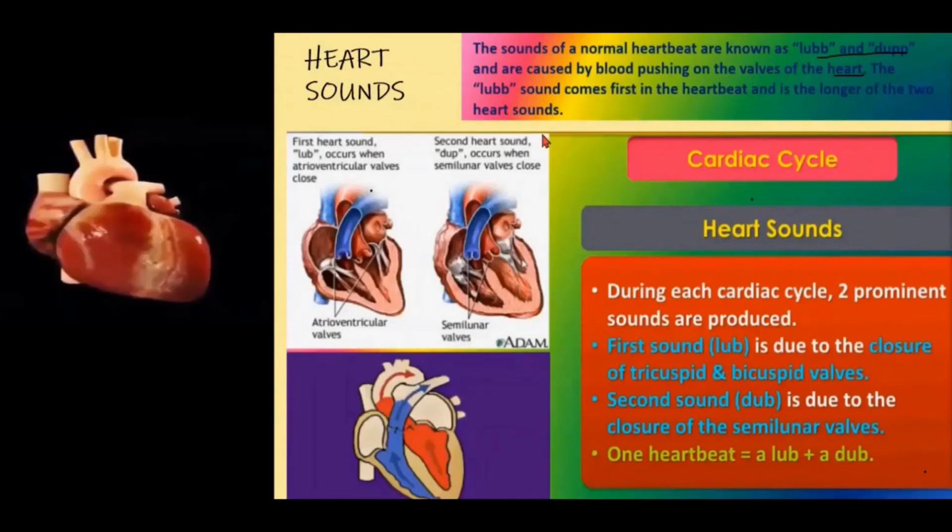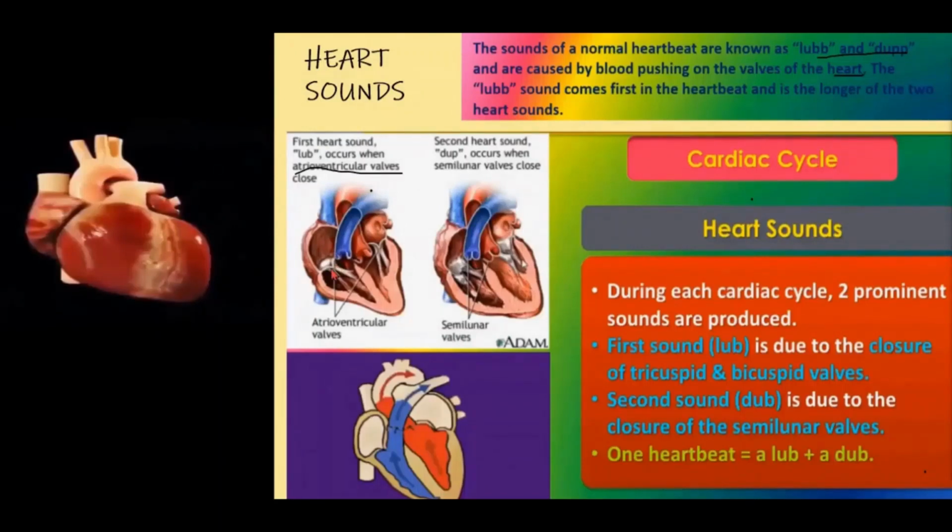Now through the diagram we can see how the sound is produced. The first heart sound, lub, occurs when the atrioventricular valves close. When the atrioventricular valves close, the lub sound is produced.